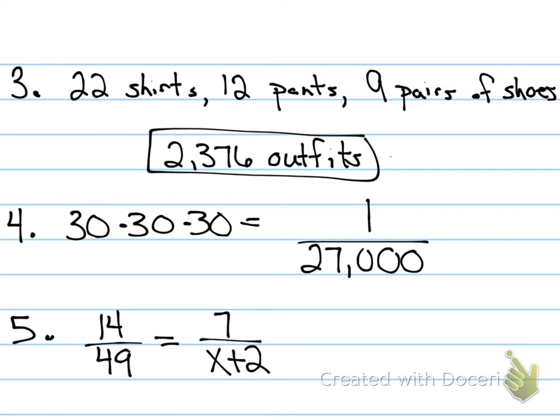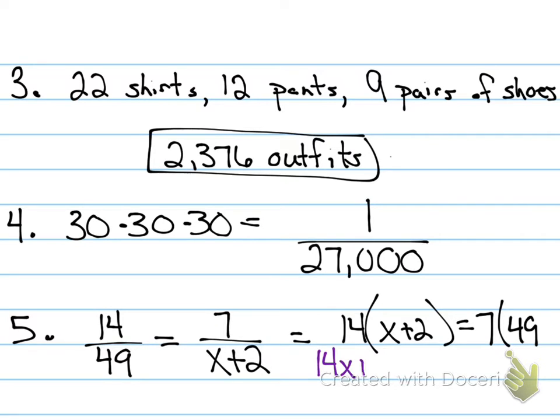And guys, you're using cross products. The other 2 methods don't always work. So we do our cross products. 14 times x plus 2 equals 7 times 49. So now we get 14x plus 28 equals what? 7 times 49? 343. Now we subtract 28 from both sides. Well, what do we get?